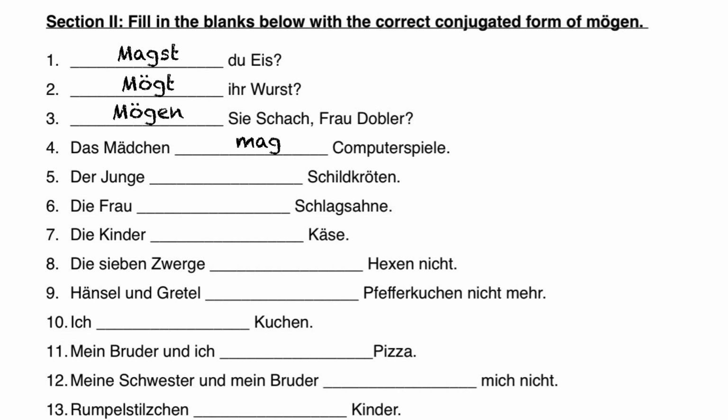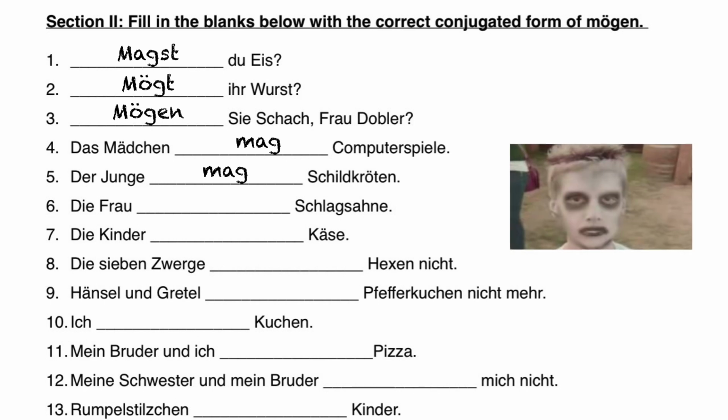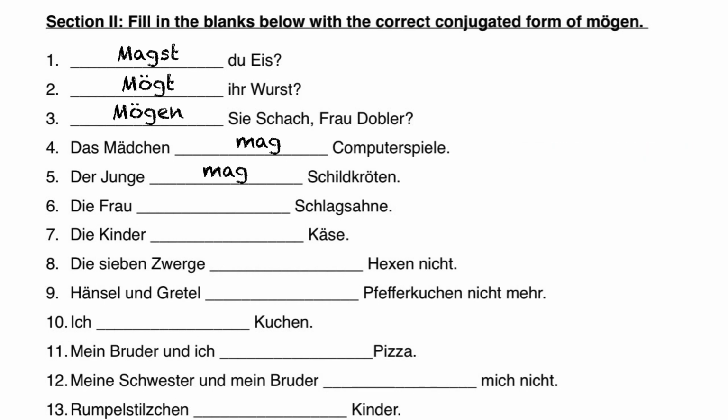Der Junge, same logic. Here we usually say that boys like turtles as opposed to the turtle liking the boy, and so we say here, der Junge mag Schildkröten. The boy likes turtles. I like turtles. Die Frau. Die Frau is the same thing in this sentence, so we have to use again the er/sie/es form, die Frau mag Schlagsahne. The woman likes whipped cream.